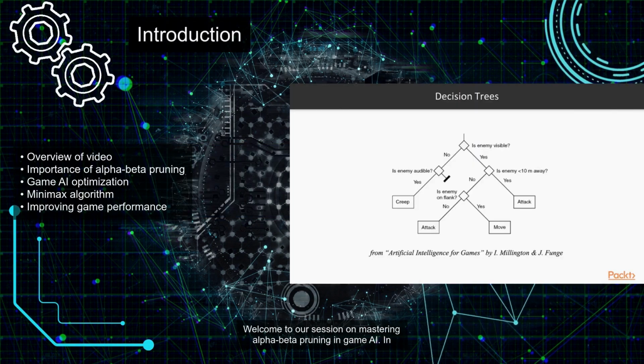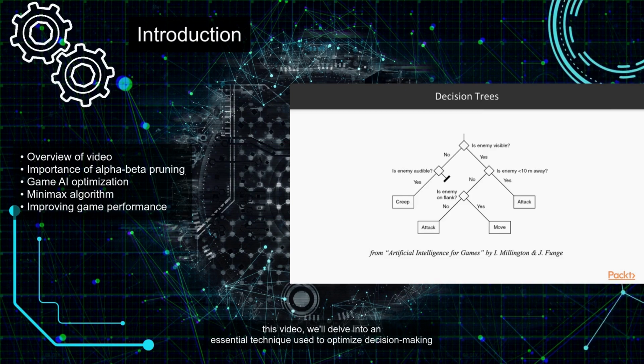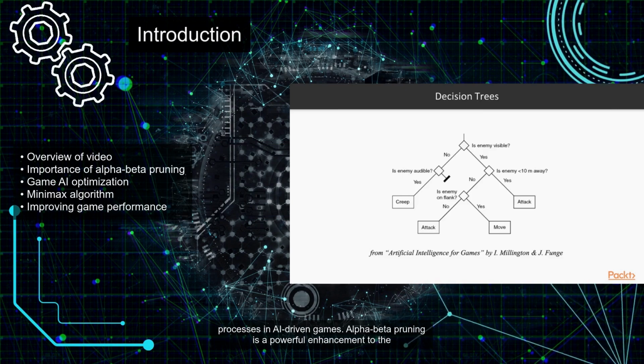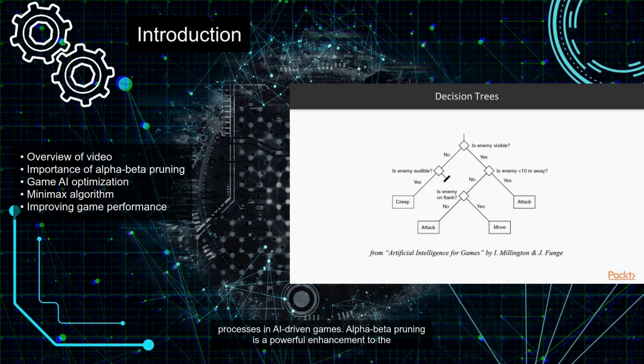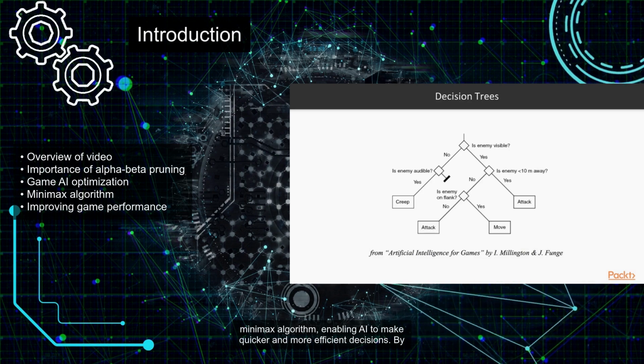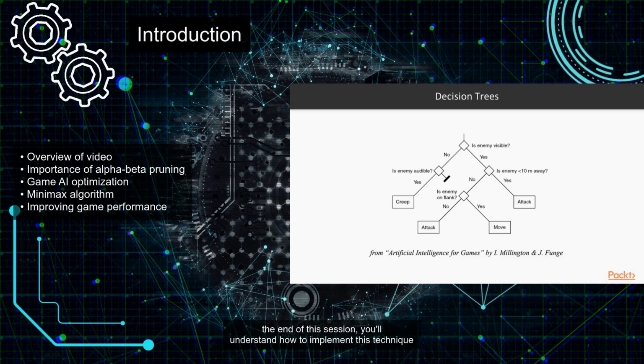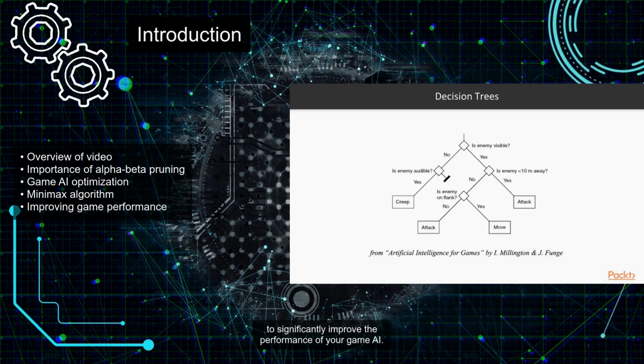Welcome to our session on mastering alpha-beta pruning in game AI. In this video, we'll delve into an essential technique used to optimize decision-making processes in AI-driven games. Alpha-beta pruning is a powerful enhancement to the minimax algorithm, enabling AI to make quicker and more efficient decisions. By the end of this session, you'll understand how to implement this technique to significantly improve the performance of your game AI.